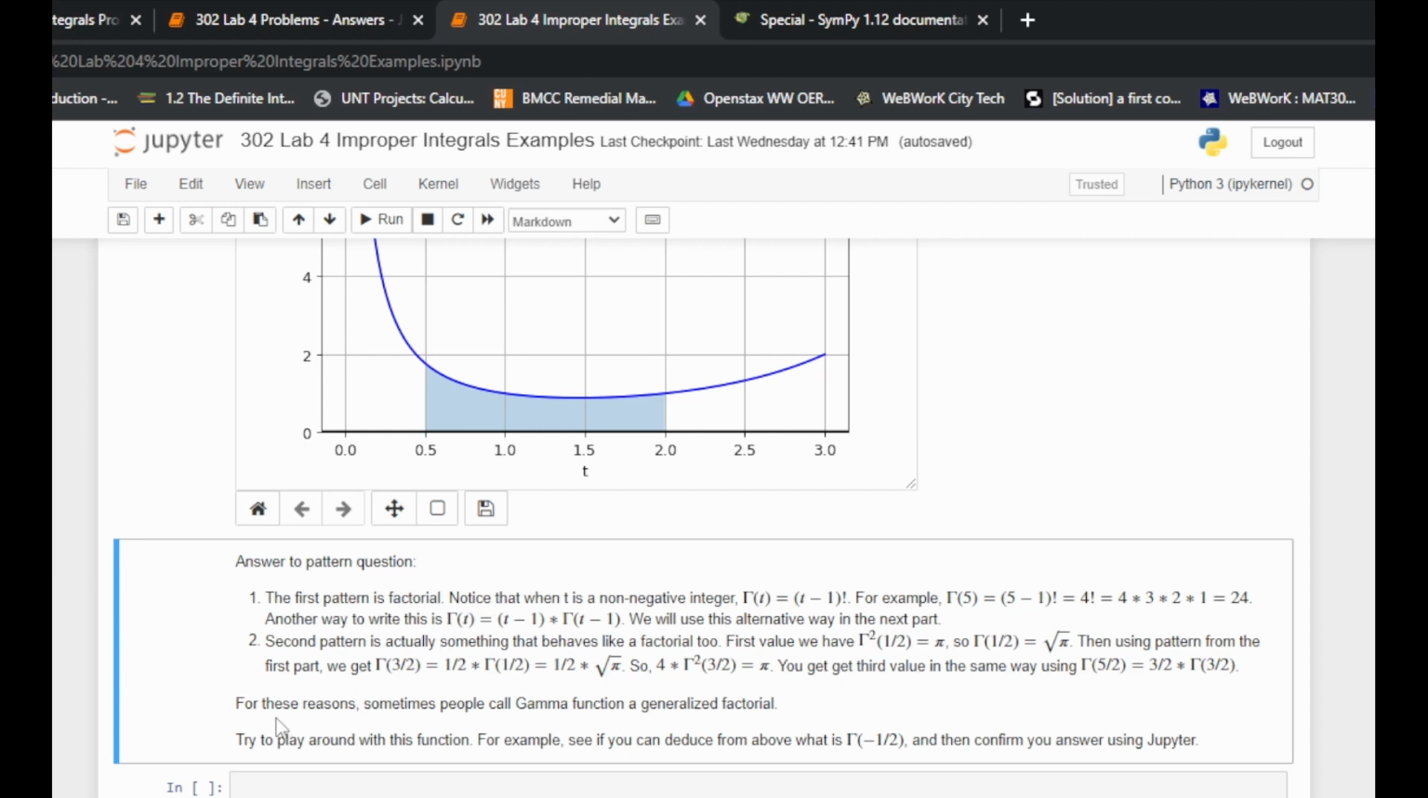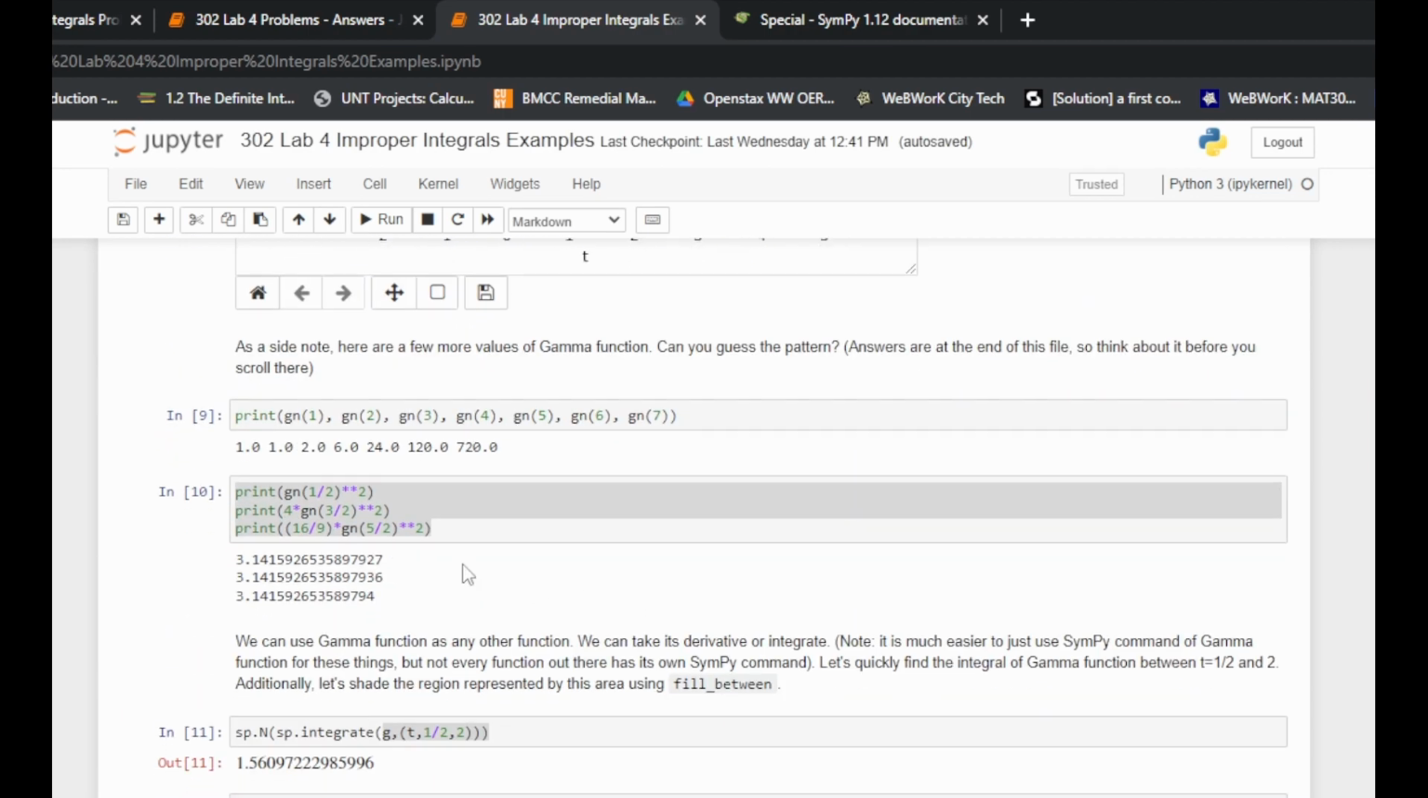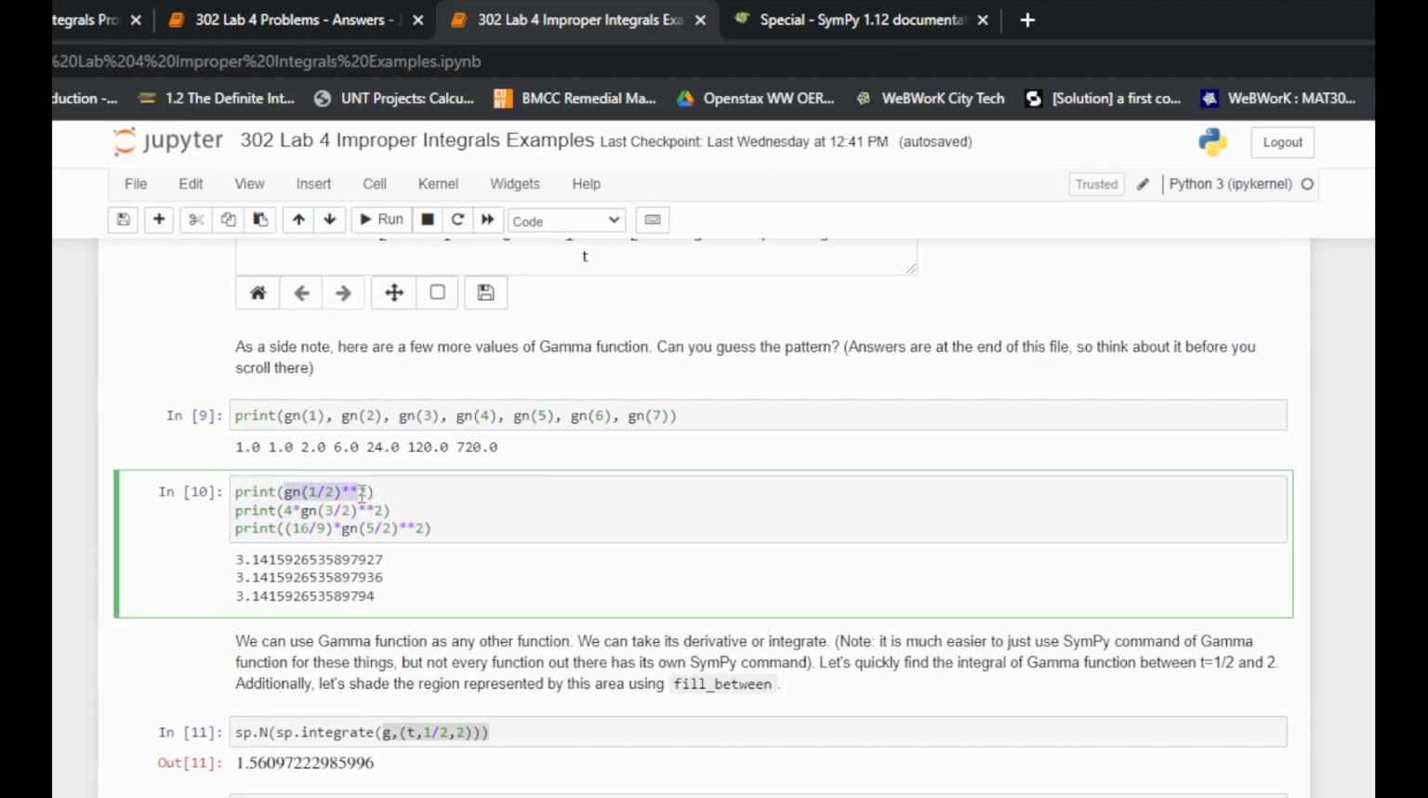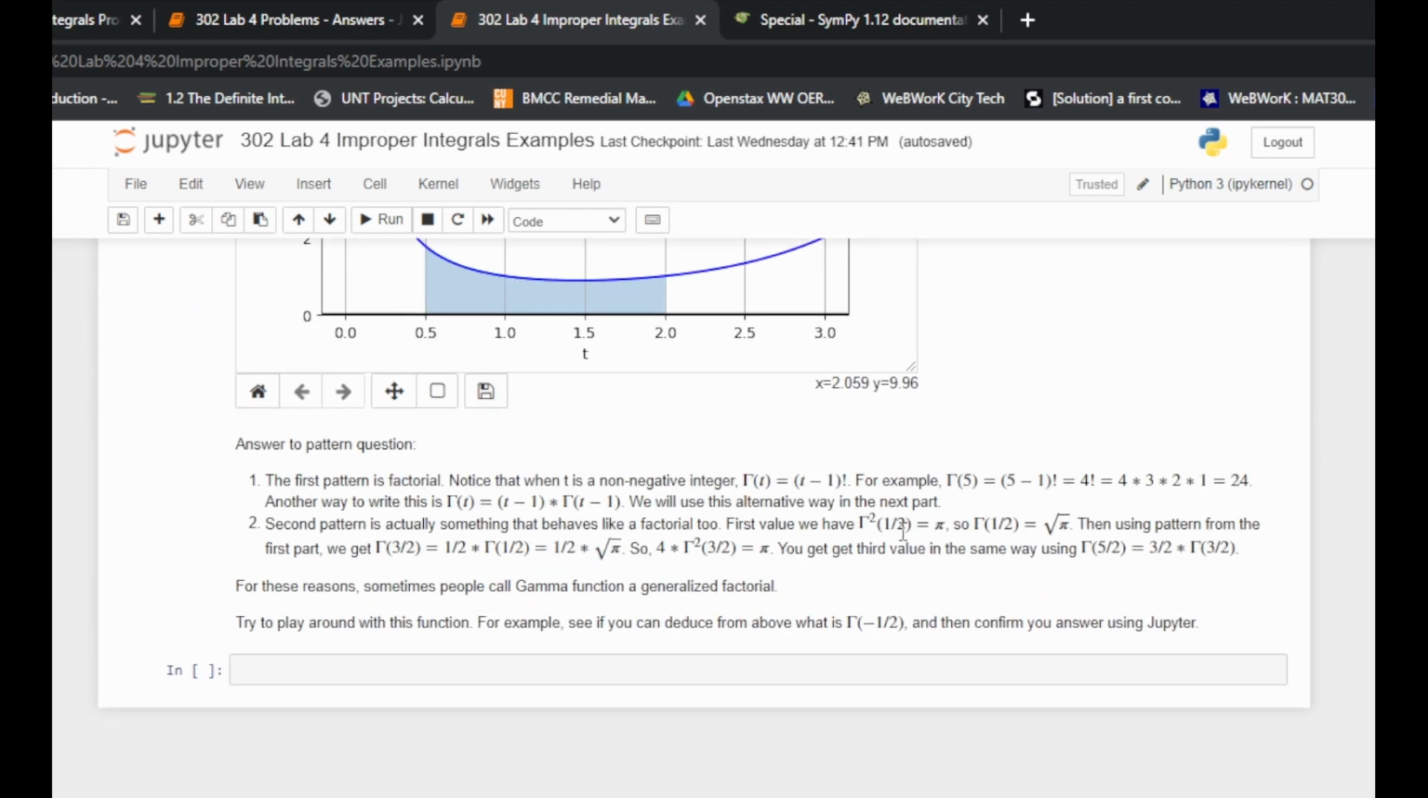So let's look at the second sequence now. The point of the second sequence is, in essence, to assume first that this pattern happens not just for integers, but for every number. So notice my first value is gamma of 1/2 squared, and that equals pi. So if I solve this for gamma of 1/2, we know that gamma of 1/2 will be the square root of pi. So now let's look at what should be gamma of 3/2.